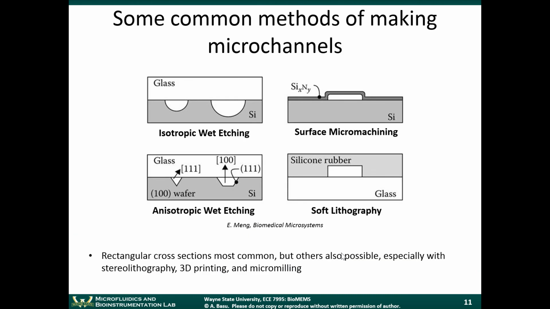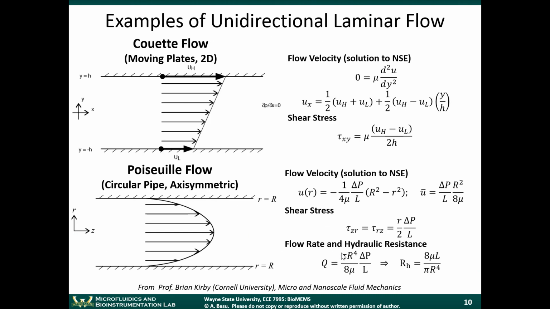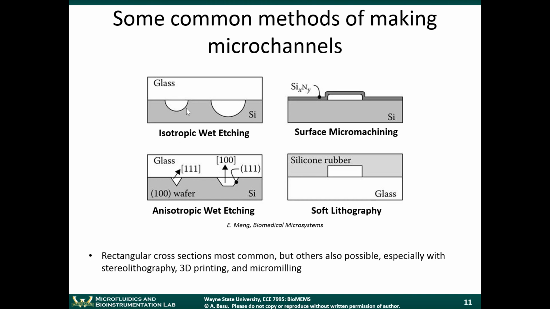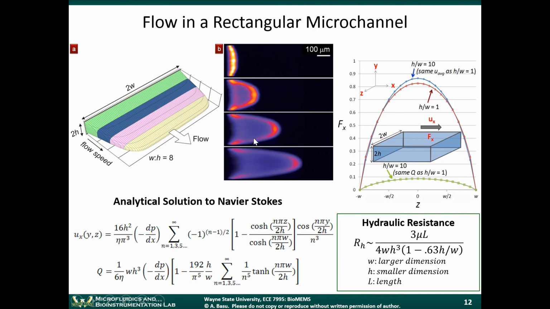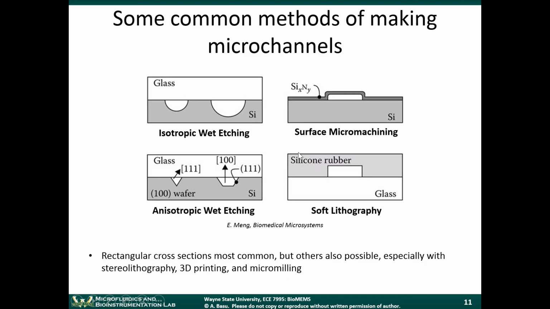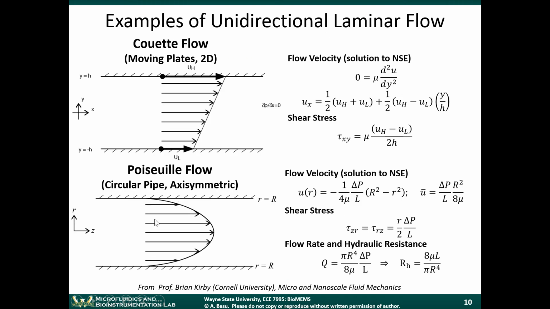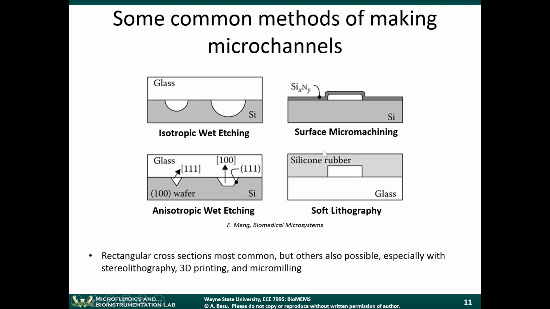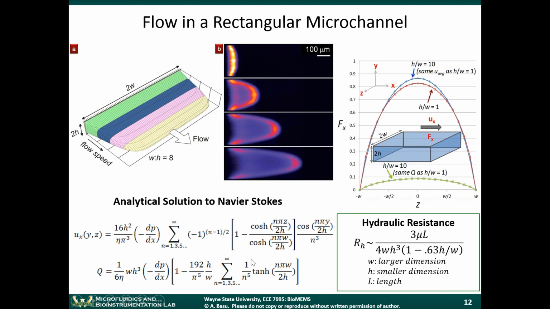We will leave this here. Next time, in the next class, we'll talk about flow in a rectangular microchannel. So we talked about the circular pipe here, but in most cases, microchannels are rectangular in nature. So we'll start talking about flow in a rectangular microchannel and channels with other cross sections.